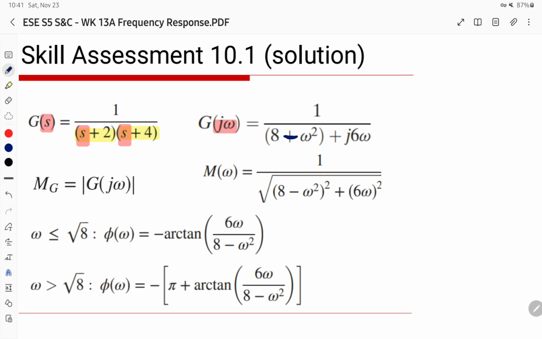So your magnitude comes from the real portion and imaginary portion, squared, that is (8 minus omega square) squared plus (6 omega) squared under a square root, and that is your absolute value of magnitude, and phase is minus arctangent of 6 omega over 8 minus omega squared. So that should be a typo even from the textbook. So at the end, that is your answer.